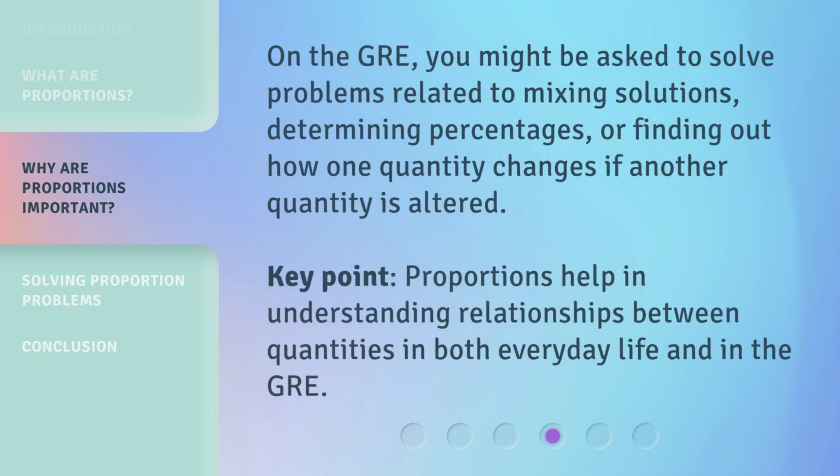On the GRE, you might be asked to solve problems related to mixing solutions, determining percentages, or finding out how one quantity changes if another quantity is altered. Key point: proportions help in understanding relationships between quantities in both everyday life and in the GRE.